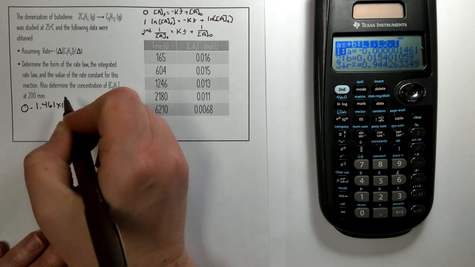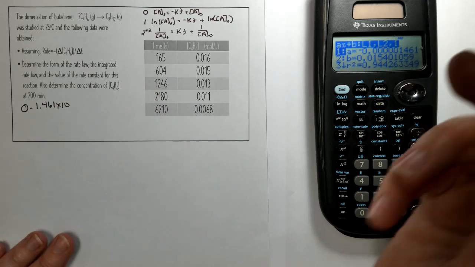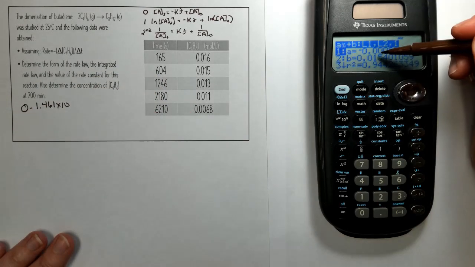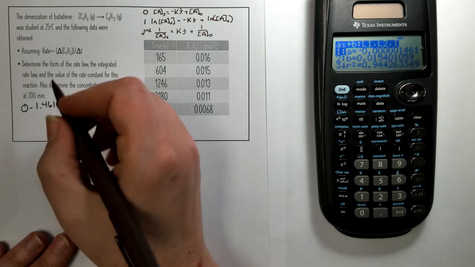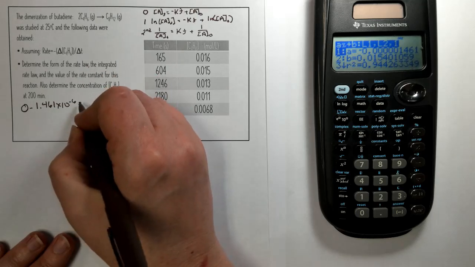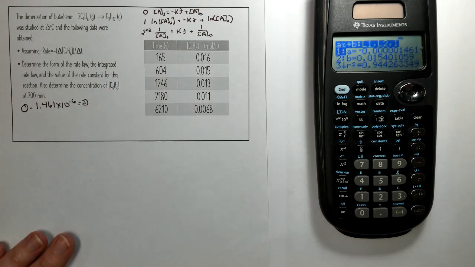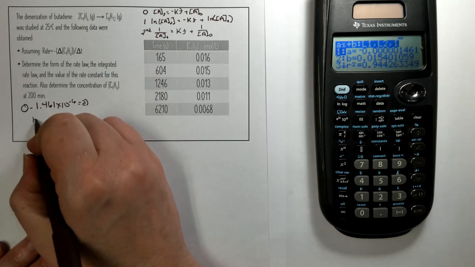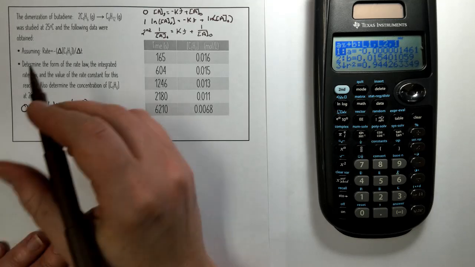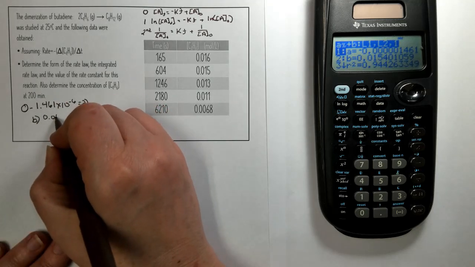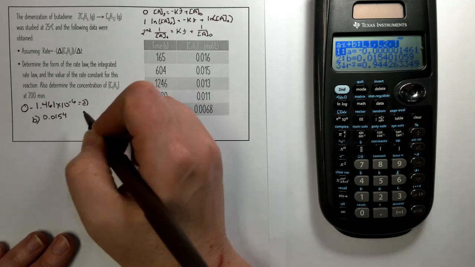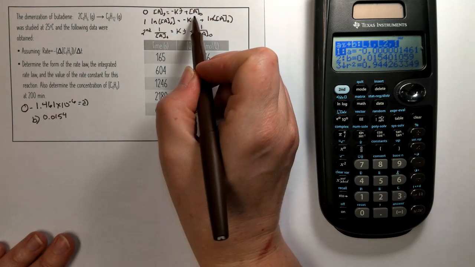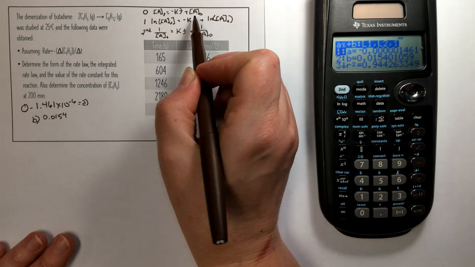Okay, and so we get 1.461 times 10 to the negative 6th. That is our A value. That would be our rate constant. Our B value, our intercept, is 0.0154, and that actually is equal to the concentration that we started off with at time 0.